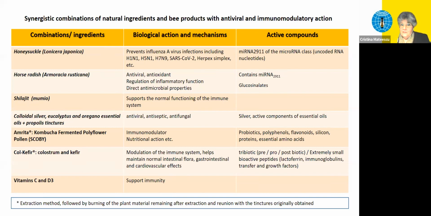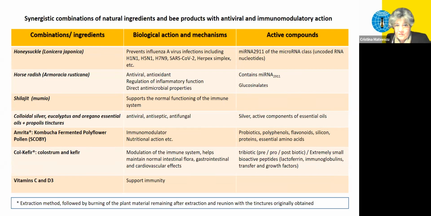Silver and the essential oils like eucalyptus and oregano, together with propolis tinctures, can offer very good antiviral, antiseptic, and antifungal effects. Of course, we know silver has always been a strong antimicrobial. That's why the kings were using their cutlery in silver. And also the active components of essential oils already mentioned for oregano.